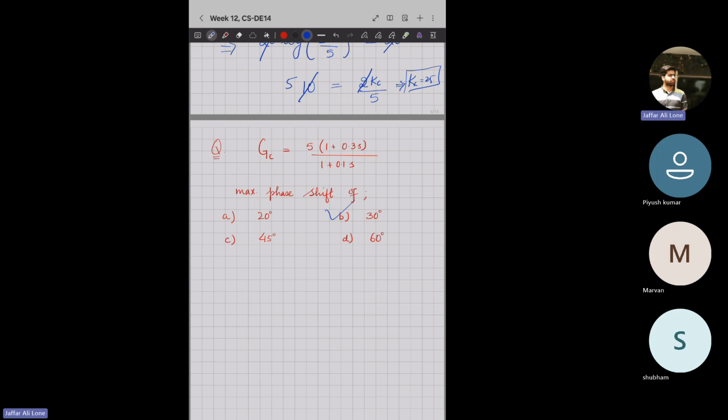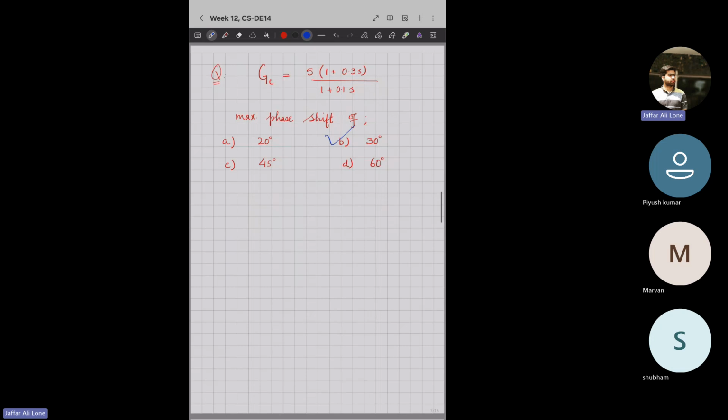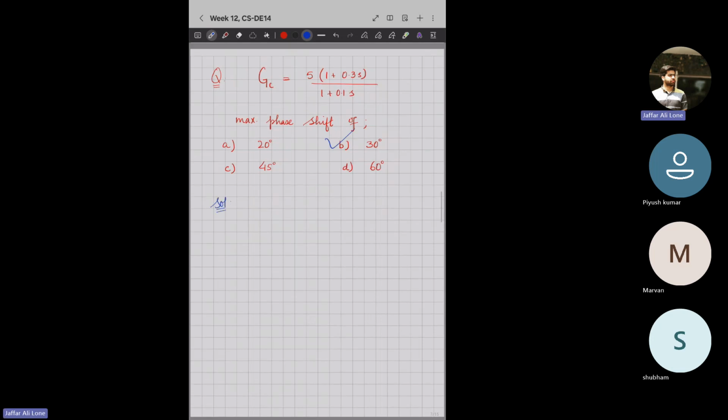Let's solve it for the sake of completeness. My first task is to find the corner frequencies. What are the corner frequencies? Omega 1 is 1 by 0.3 and omega 2 is 1 by 0.1. You can write the frequencies directly because it is in time constant form, so this 0.3 is T, and omega is 1 by T. So you got the corner frequencies.